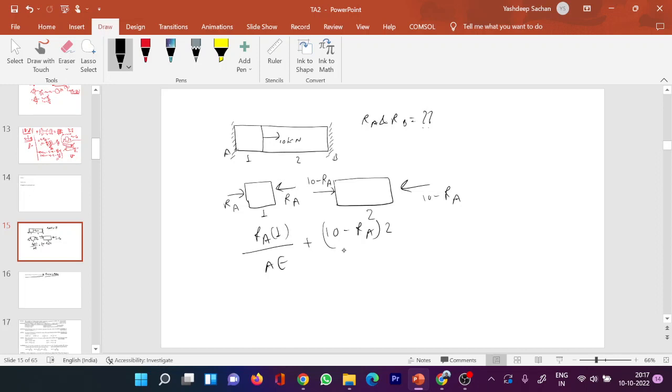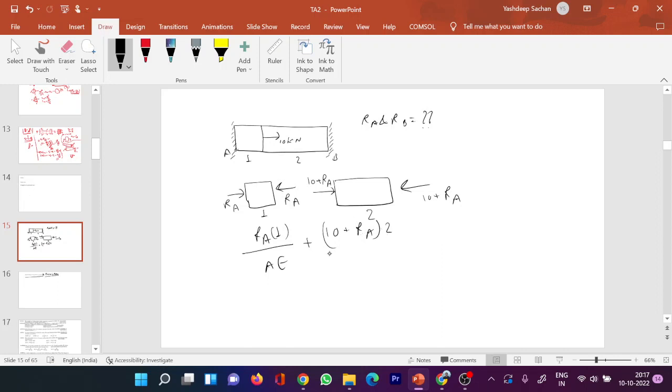Won't it be plus RA? No, you don't worry about that. We considered RA as compressed. Yeah, 10 plus RA, because when we add, then it should come 10. So it would be 10 plus RA.